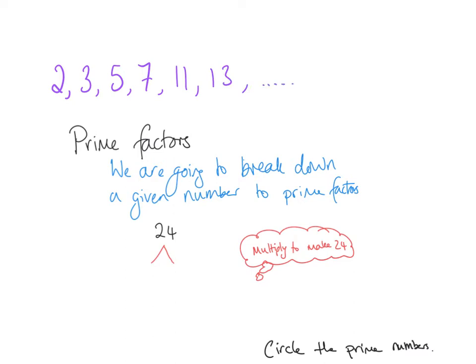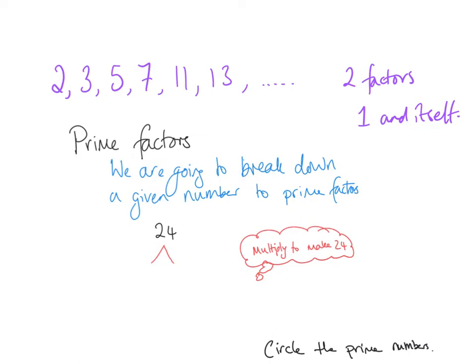So these are all numbers that only have two factors, 1 and itself. So we need to know the first 20 of the prime numbers, really, if we can, that we can use as we go through.